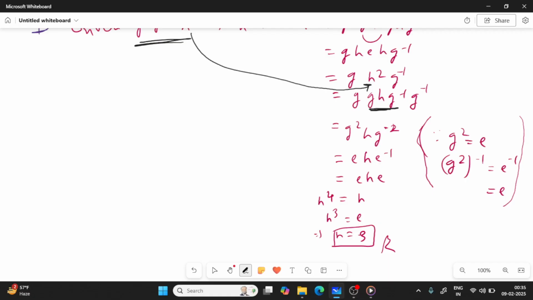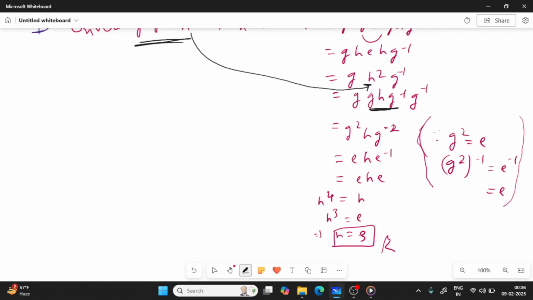Now, we have been given g squared equals e, so we can directly substitute g squared as e. If g squared is e, then g squared inverse would be e inverse, and that inverse would be e. So we can substitute g to the power minus 2 by e inverse, and again the inverse is e. So finally we shall be left with e h e, and again e is identity, so by the property of the identity element, we shall get finally this as h only.